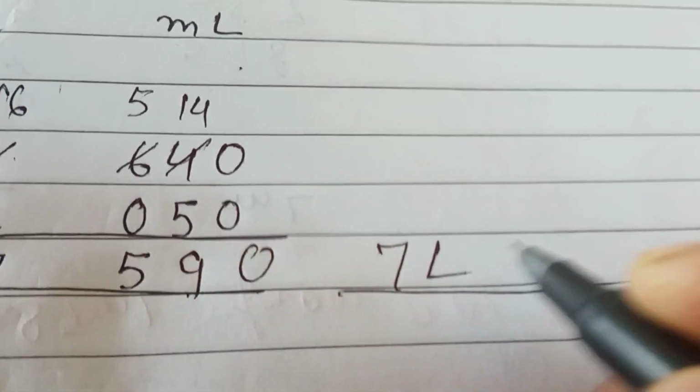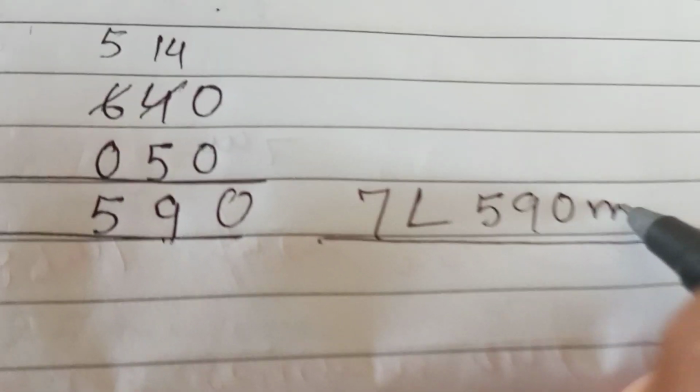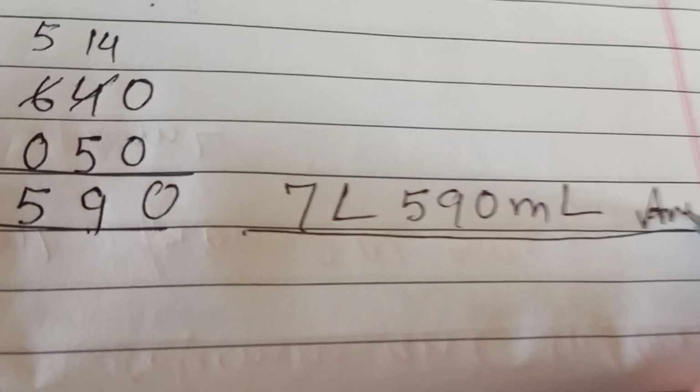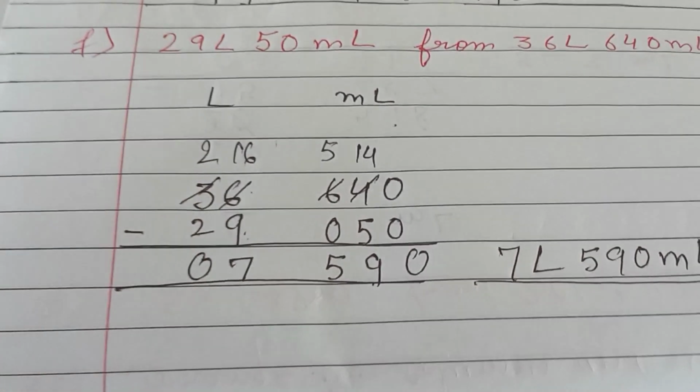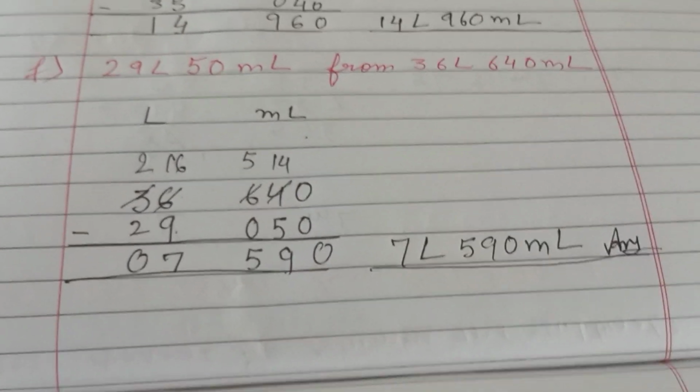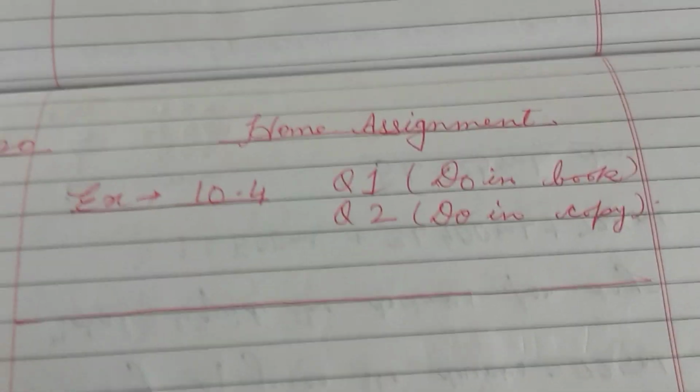So write here the final answer, that is 7 liter 590 milliliter. Okay, children? You have to write in the copy in this way only.